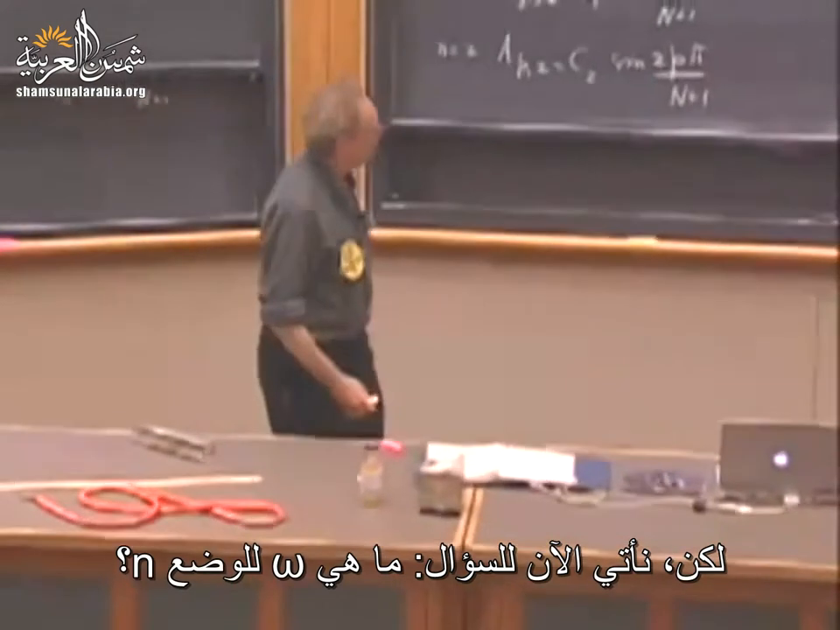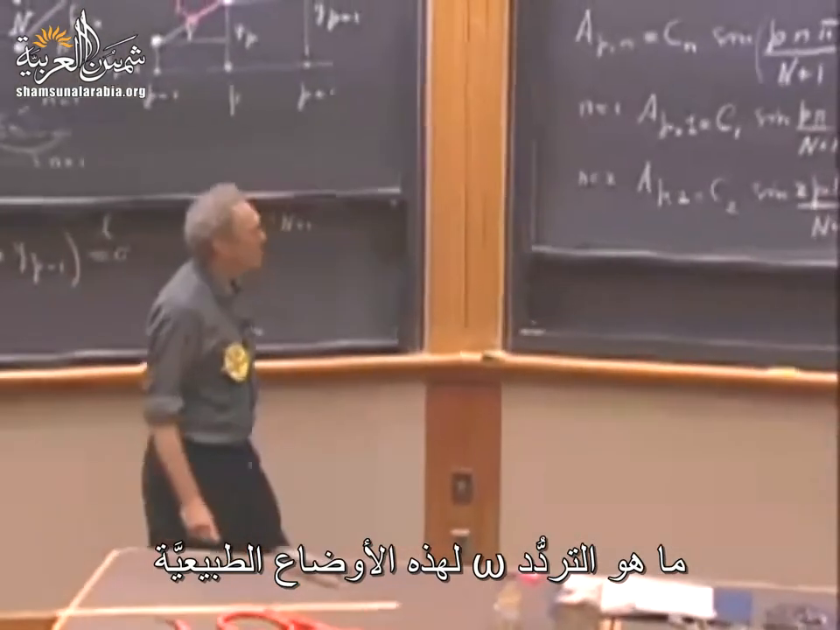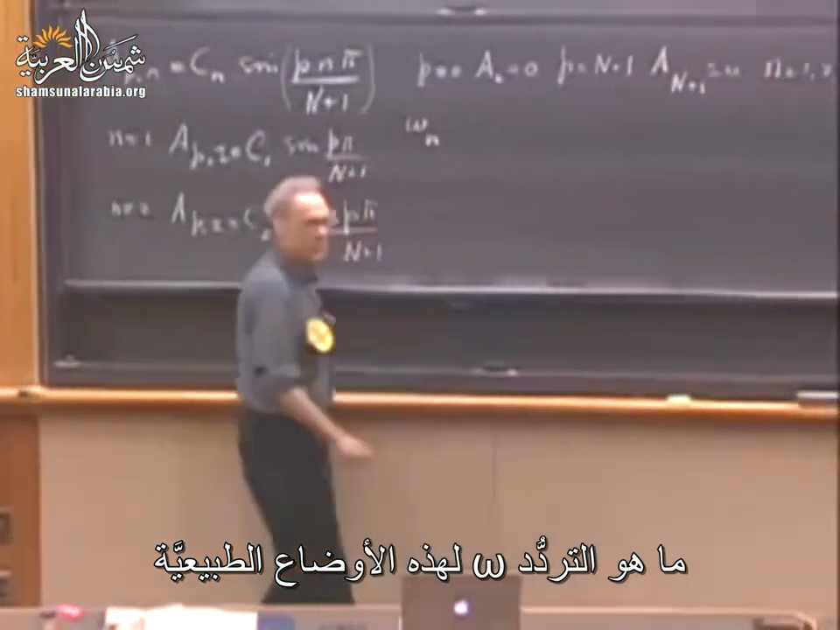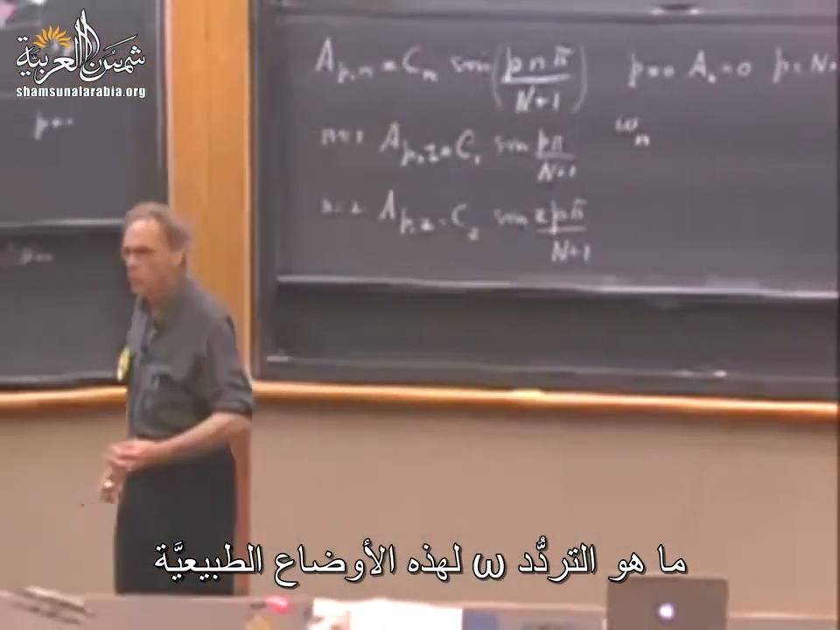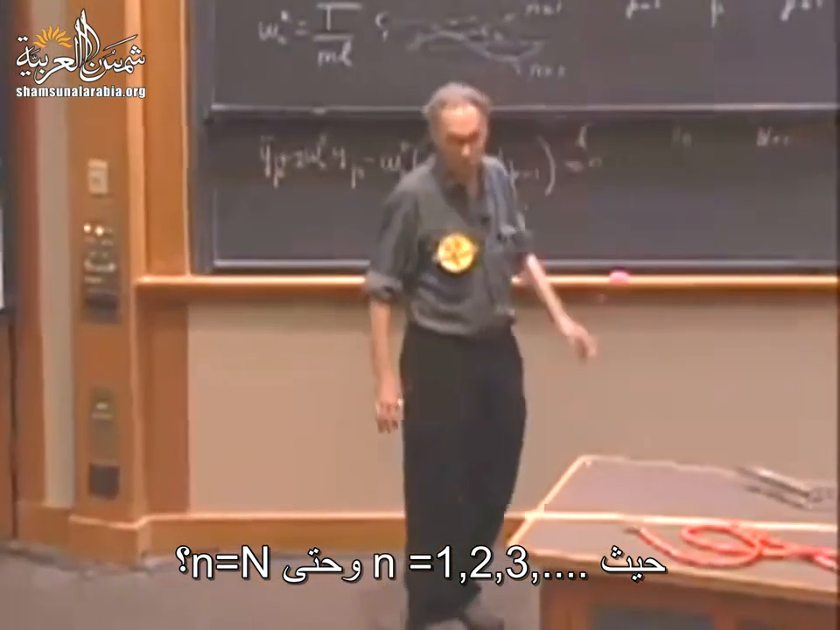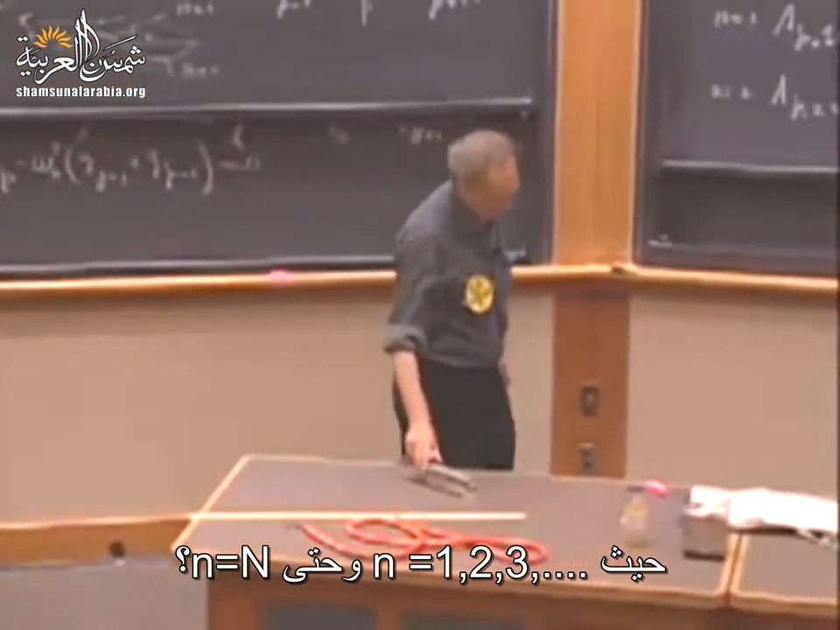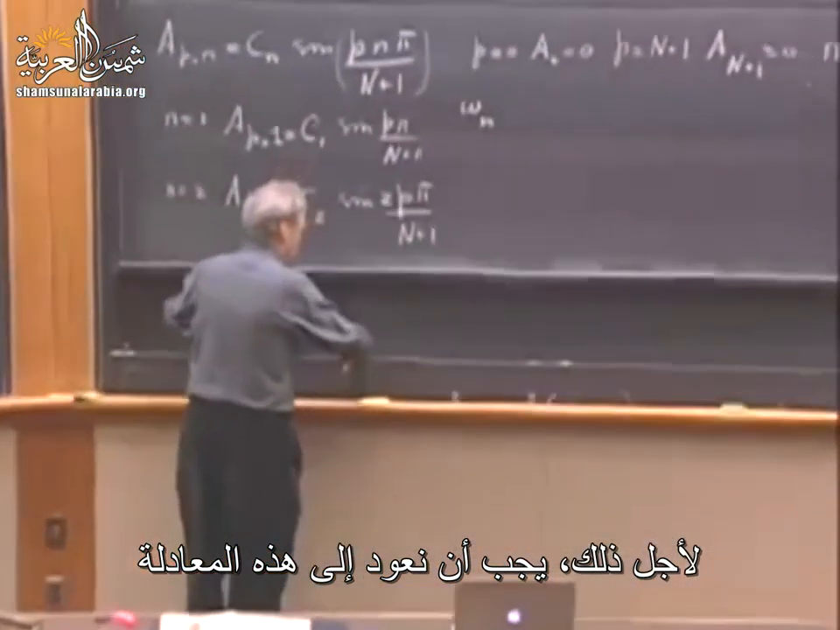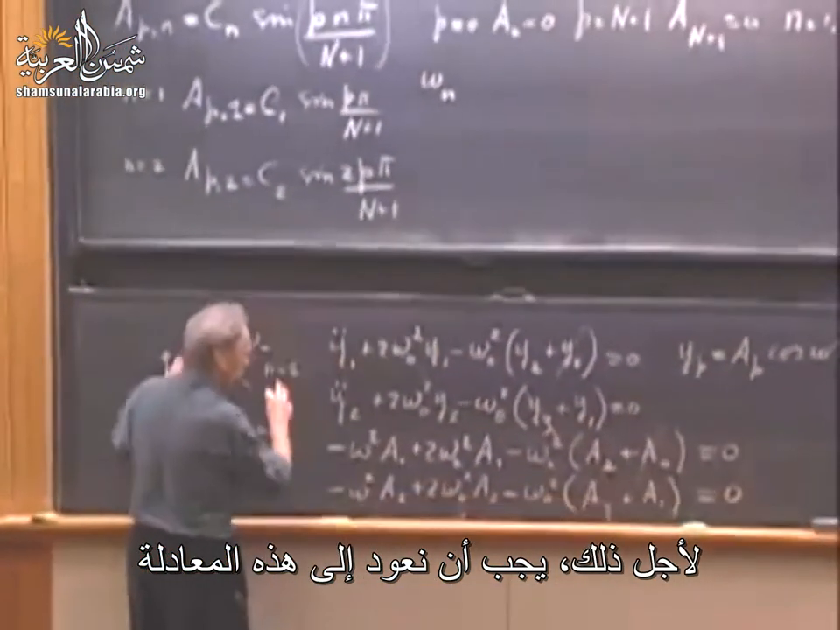But now comes the question, what is omega n? What is the frequency omega at these normal modes, n equals 1, n equals 2, n equals 3, n equals 4, and n cannot go all the way down then to capital N. And for that, we have to return to this equation.